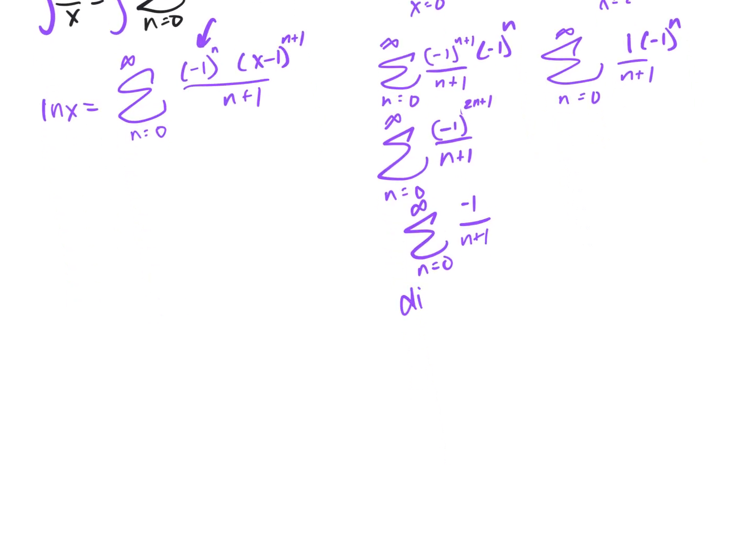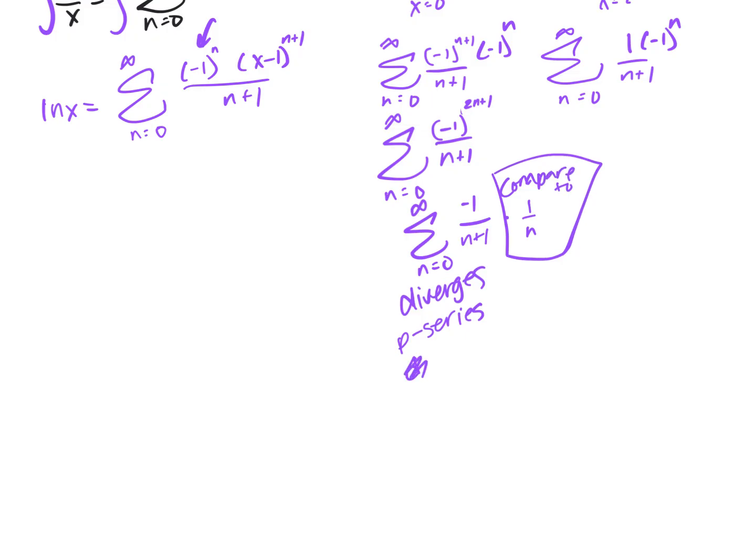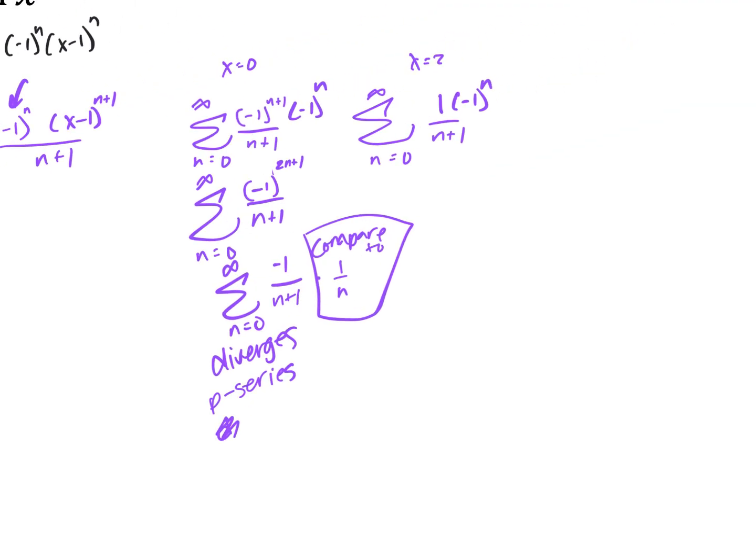This one diverges because it's a p-series. Well, sort of. It's related to the p-series, if compared to 1 over n. Okay, so that x equals 0 converges, or diverges, excuse me. What about this one? This one's alternating, so this converges by the alternating series test.